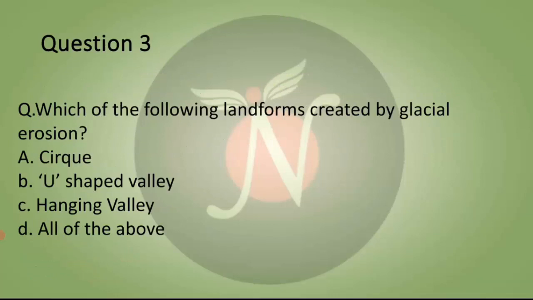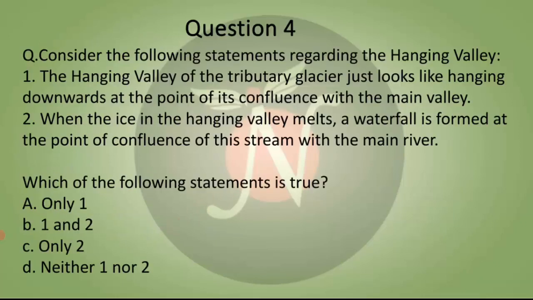Now question 3. Which of the following landforms are created by the glaciers? Cirque, U-shaped valley, hanging valley or all of the above? I guess you already know the answer. So try to type it in the comment section. The answer is D. Now question 4. I leave it to you. You can type the answer in the comment section.